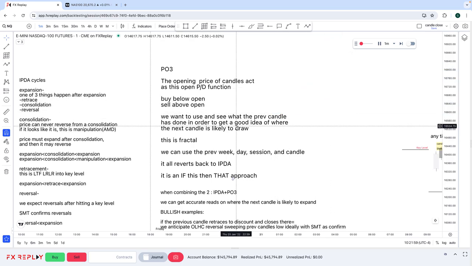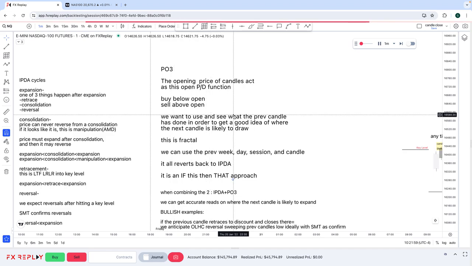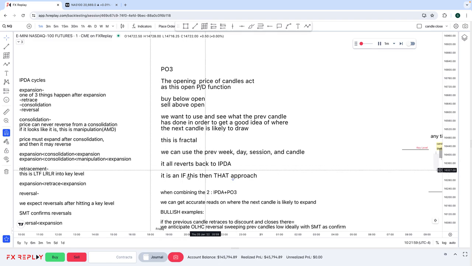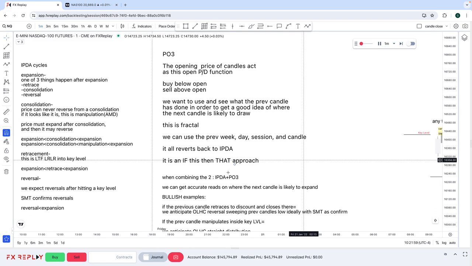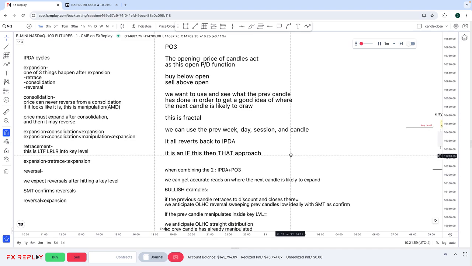We're going to go over plenty of examples. We want to use and see what the previous candle has done in order to get a good idea of where the next candle is likely to draw. This is fractal. We can use this with the previous week, day, session, and candle. It all reverts back to IPDA. It is an if this, then that approach. And I will show many examples of what I mean by that.